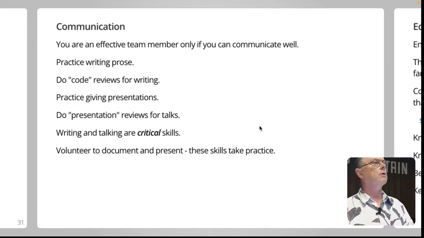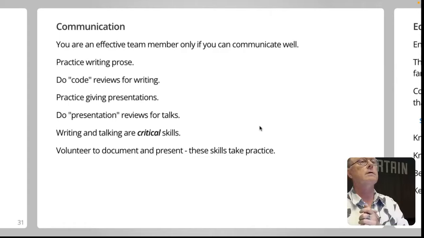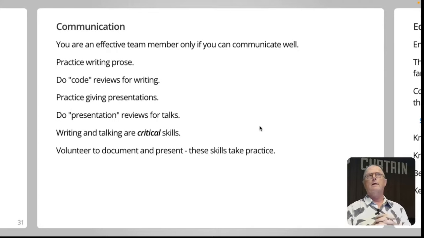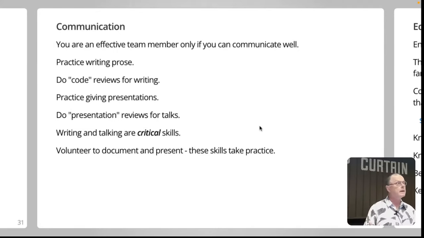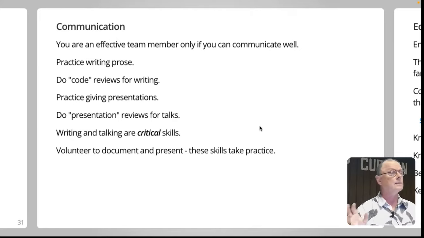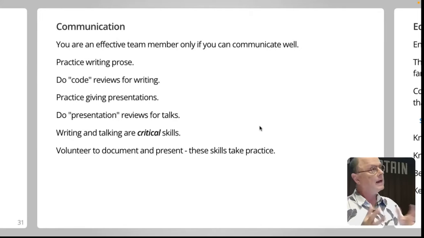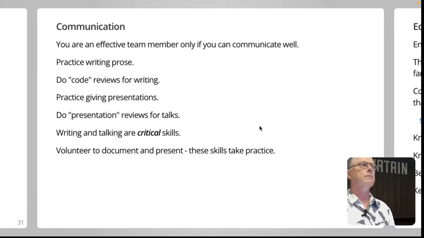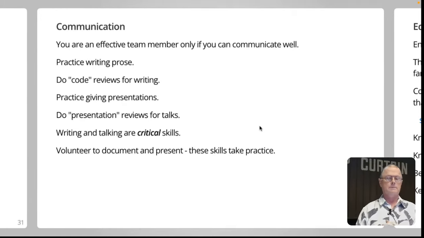You can even do sort of code reviews for writing. Here's the documentation I've written for this package. Would you please review it for me? See if you understand it, agree with it. Have I missed something? Is there an error in it? Could style be better? Find someone in your group who is really a good writer, and they exist. There are a lot of them, but they're not everybody. And ask them to help you learn how to write better. It can be really a good way to do things.